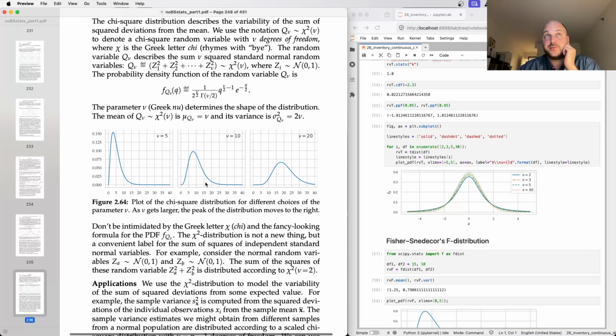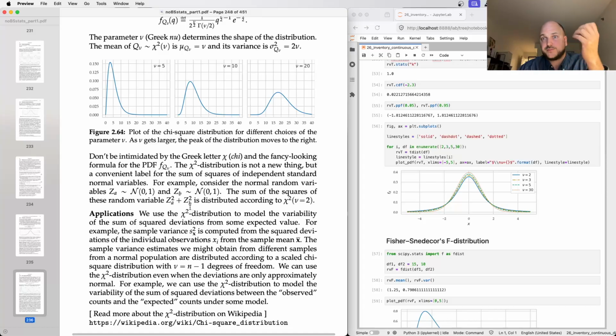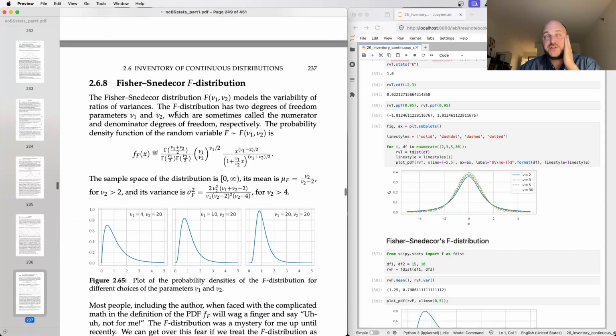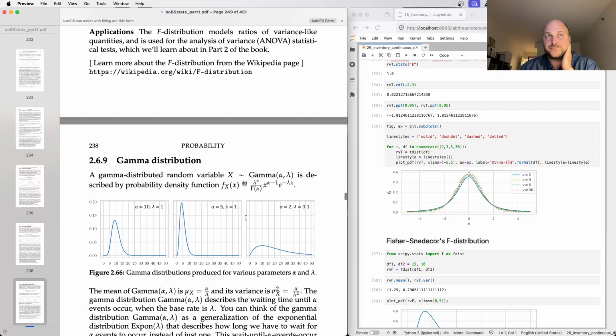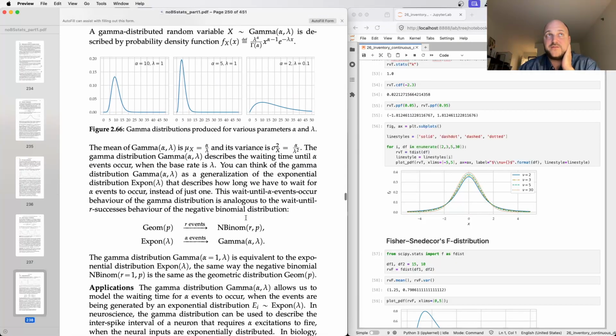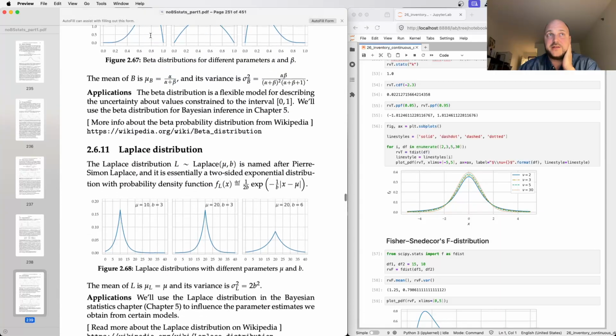The chi-square distribution, I'll let you read it, but it comes from computing squares of the standard normal. And the Fisher-Snedecor is ratios of variances. So when we compute the variance of one quantity and the variance of another quantity, the ratio of the two is F distributed. Then finally, there are some fancy distributions like the gamma, beta, and Laplace.